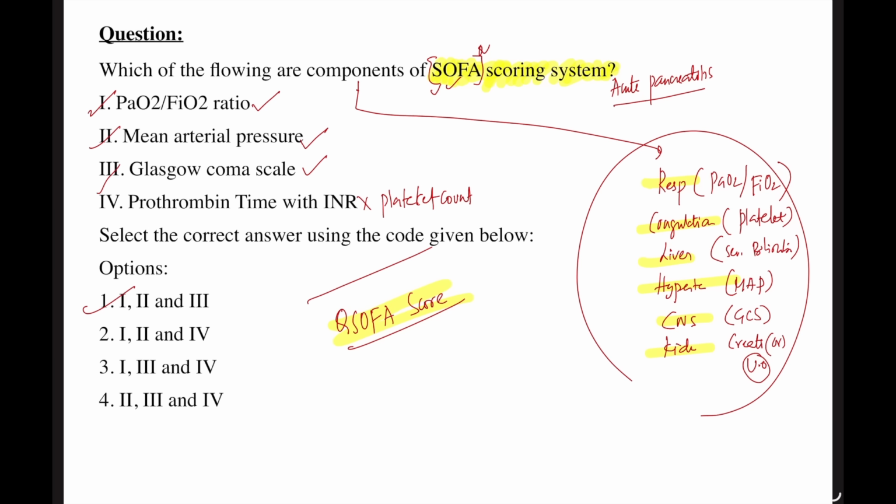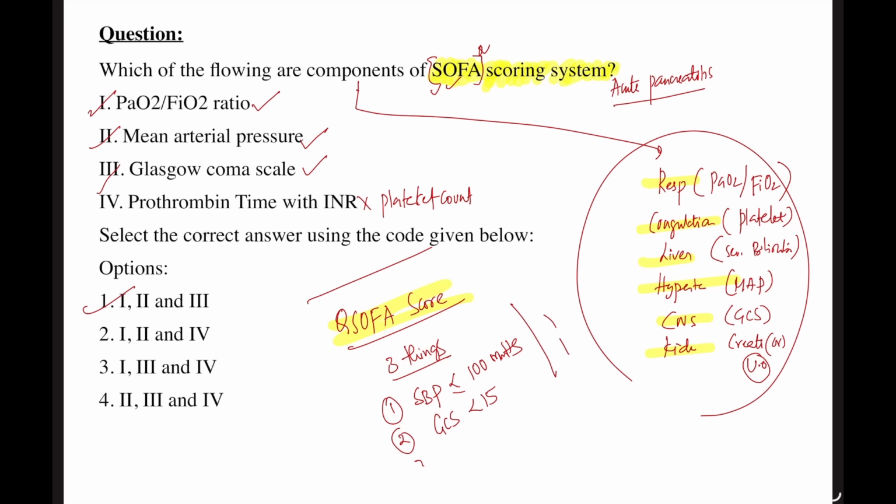What is quick SOFA score? Quick SOFA criteria, we only check 3 things. What is that? 1, yes, we check systolic blood pressure if it is less than or equal to 100 mmHg. Second parameter that we see is Glasgow Coma Scale, that is change in mental status. If it is less than 15, we'll give 1 score.